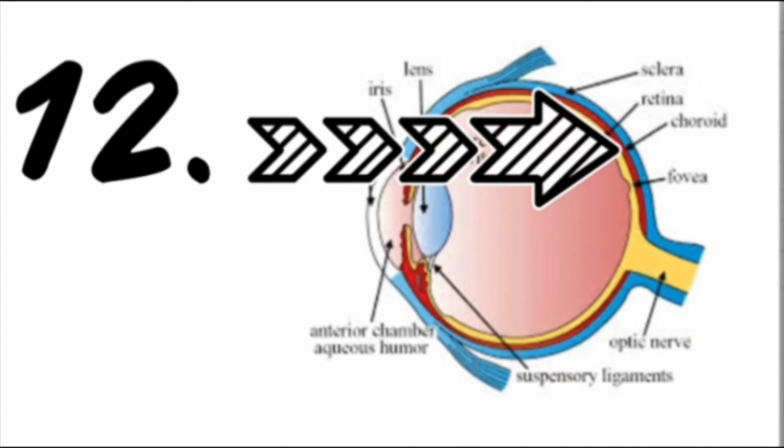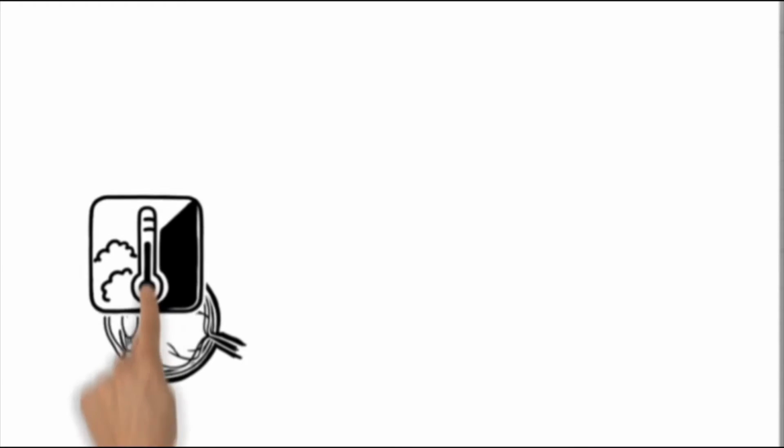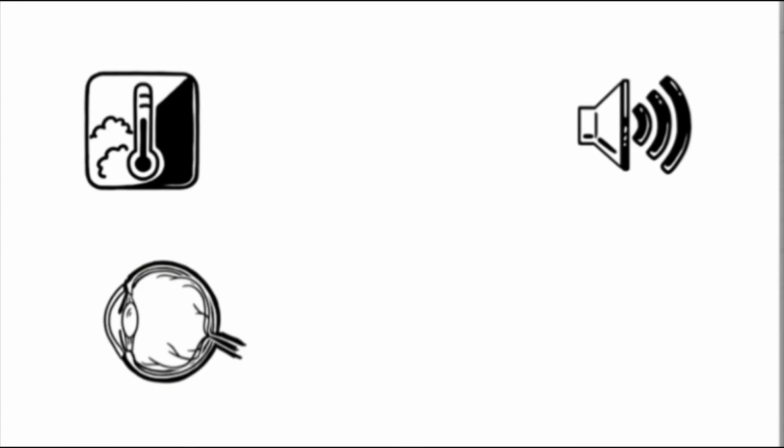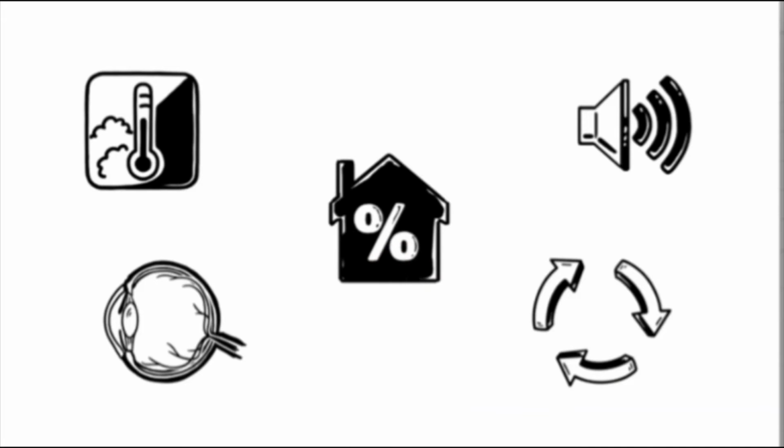Number 12. Choroid. The choroid supplies the outer retina with nutrients, and maintains the temperature and volume of the eye. The choroidal circulation, which accounts for 85% of the total blood flow in.